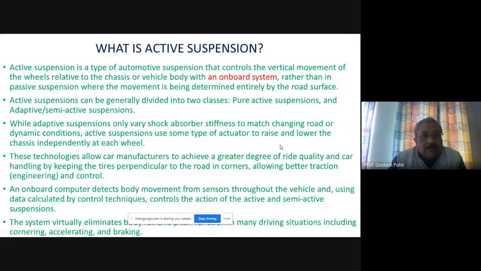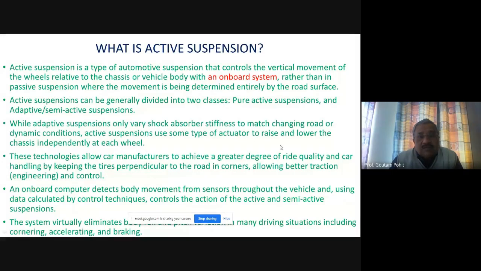Adaptive suspension only varies the shock absorber stiffness. For example, in a passive suspension system, we don't have any control over the properties of the suspension system or the absorber. Because there is oil, its viscosity is constant. So whatever stiffness it gives, that is constant for any amount of disturbance. But in case of an adaptive suspension system, we can vary the stiffness to match the changing road and dynamic condition.